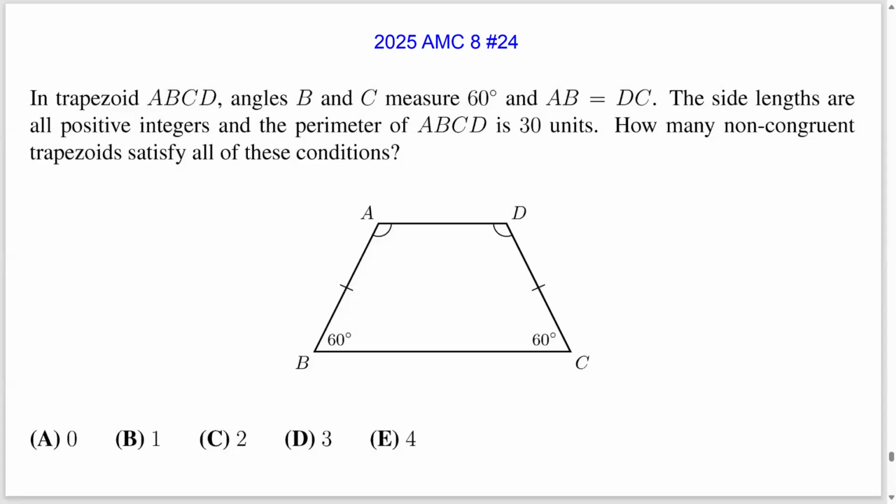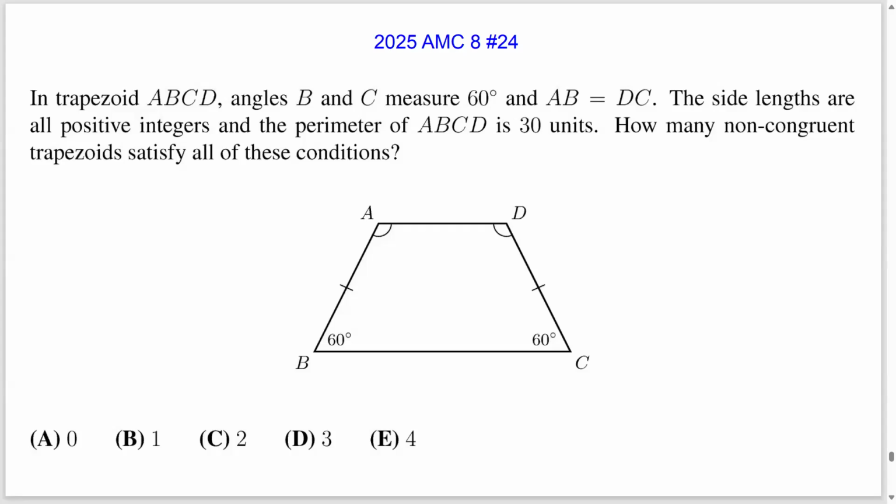In trapezoid ABCD, angles B and C measure 60 degrees and AB equals DC. The side lengths are all positive integers and the perimeter of ABCD is 30 units. How many non-congruent trapezoids satisfy all of these conditions?